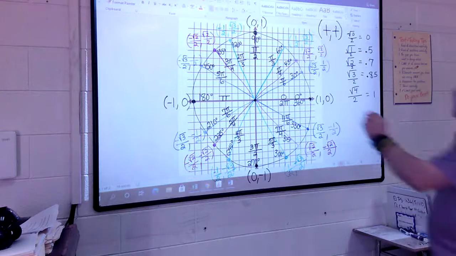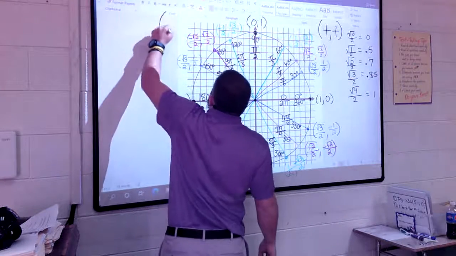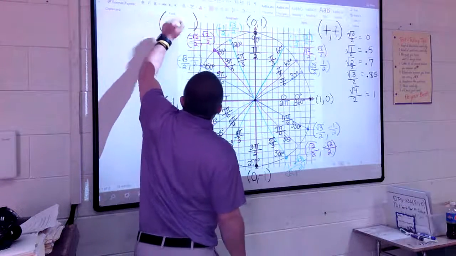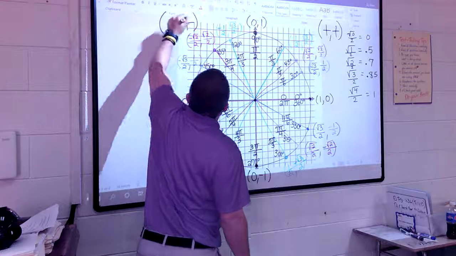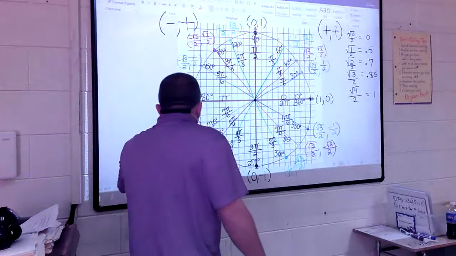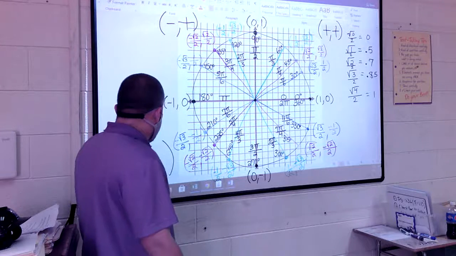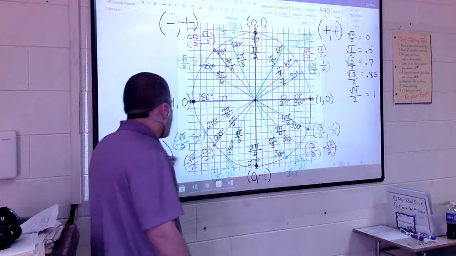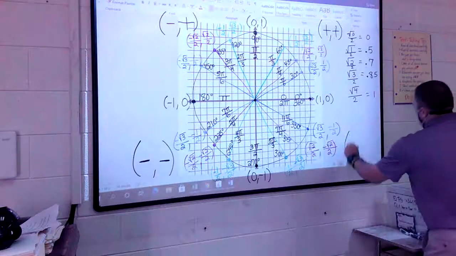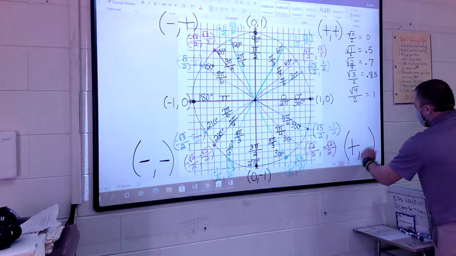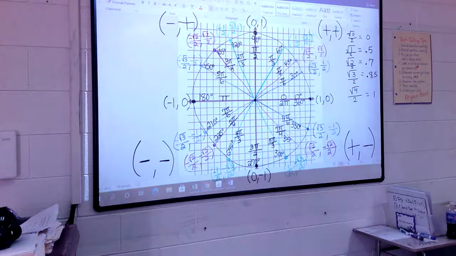Okay? Over here in the top left, the x is what? Negative, and the y is positive. So I'm going to write minus plus, just so I know. Down here in the bottom left, the x is negative and the y is negative. So I'm going to write minus, minus. And then way over here in the bottom right, the x is positive and the y is negative. So each of the four quadrants you can kind of see. That's going to be important later on.